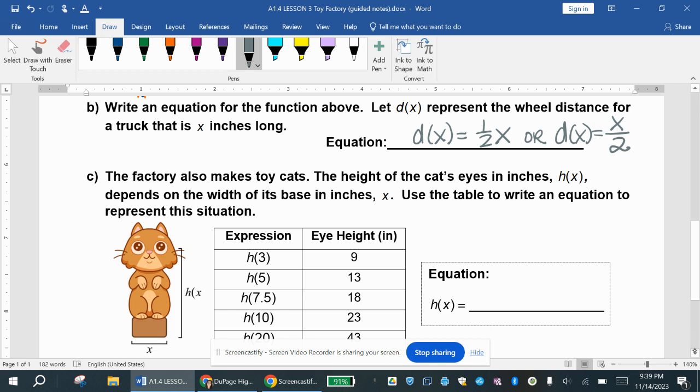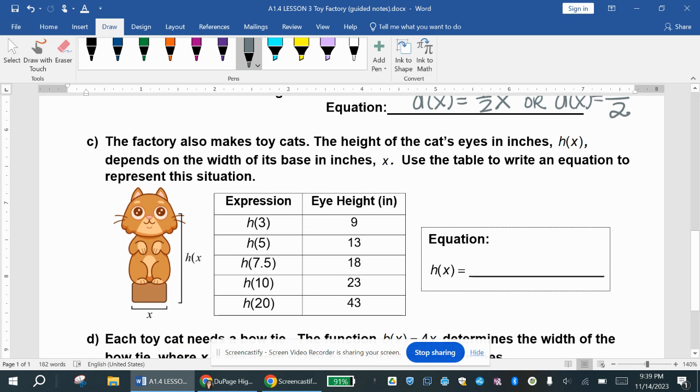All right, so let's talk about what information was given to us about these toy cats. So if you notice, these toy cats are on a base, right? Okay, so they're saying that the height of the cat's eyes, h of x, depends on the width of the base. So remember, this is the base. So it depends on the base. But we don't know, is the height twice as big, 3 times as big? We don't know.